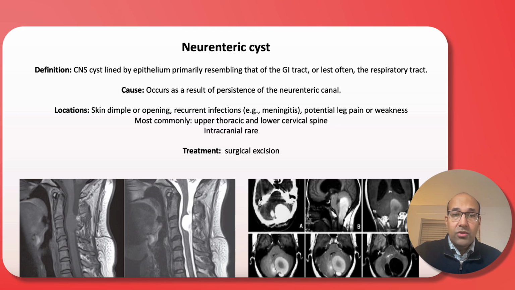malformation. A neuroenteric cyst is mainly a CNS cyst lined by epithelium mimicking the GIT, and that's why it's called a neuroenteric cyst. It usually persists, causing recurrent infections, and the whole tract needs to be excised.